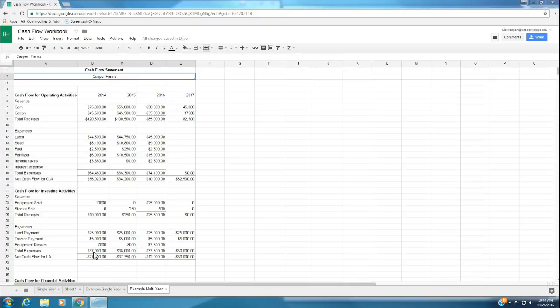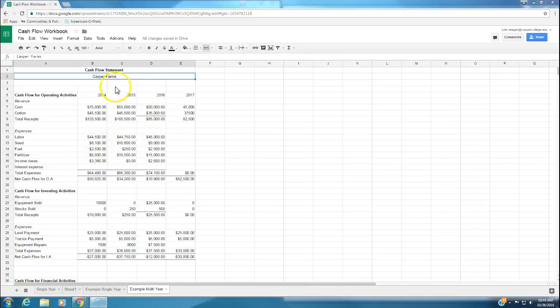Last week's assignment we did a single year cash flow statement. In this assignment we are going to do a multi-year cash flow statement. These are not often done for financial records, but they're often completed in order for somebody to have a good grasp of their cash flows through various years.